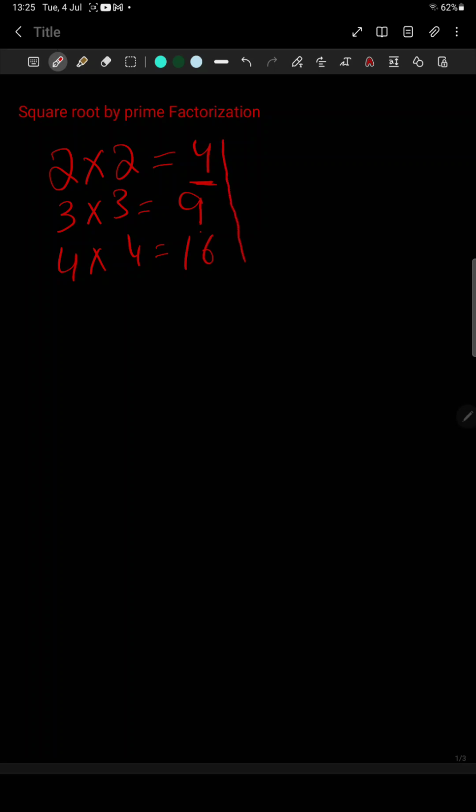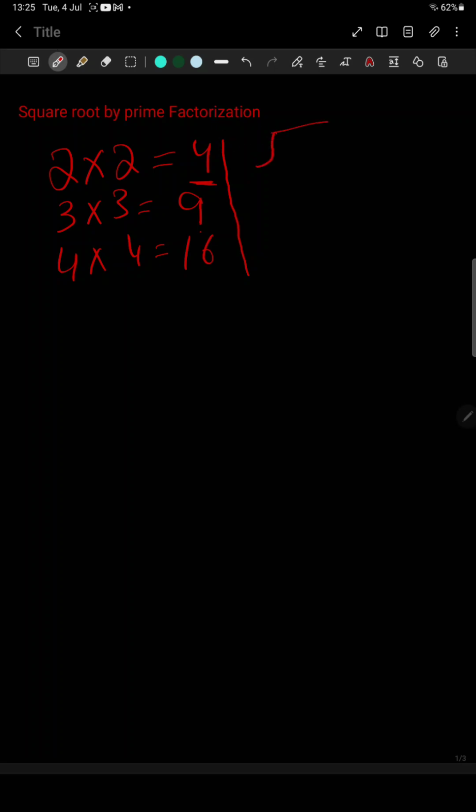Students, today our topic is to find the square root of a number by the method of prime factorization. So what is the square root? For instance, we are having 2 into 2. The answer is 4. So 4 is a squared number. In the same way, 3 into 3, the answer is 9. 9 is also a squared number. 4 into 4, the answer is 16. 16 is a squared number. In this way, we can find out the square root of any number by the method of prime factorization.